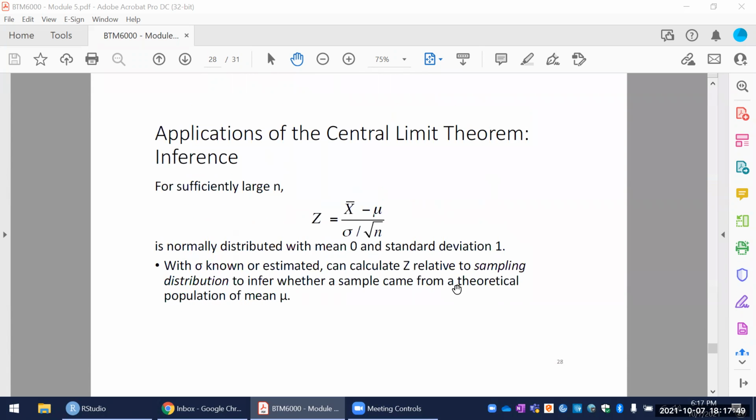If not, then we can move on to the applications of the central limit theorem. So the Z-scores, which we discussed the last time. For a sufficiently large n, the Z calculated as x bar minus mu divided by sigma divided by the square root of n.